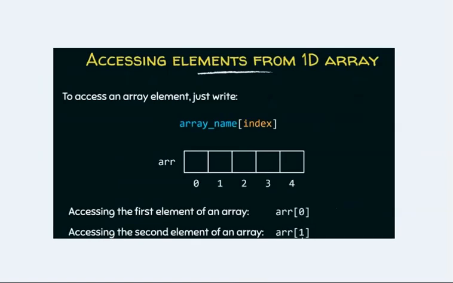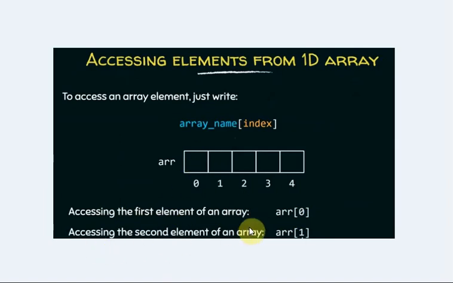Now, accessing elements from a one dimensional array. One dimensional means only one line, right? Here we need to give the array name. For example, assigning the first element of an array: ARR 0. That is how we mention this location.